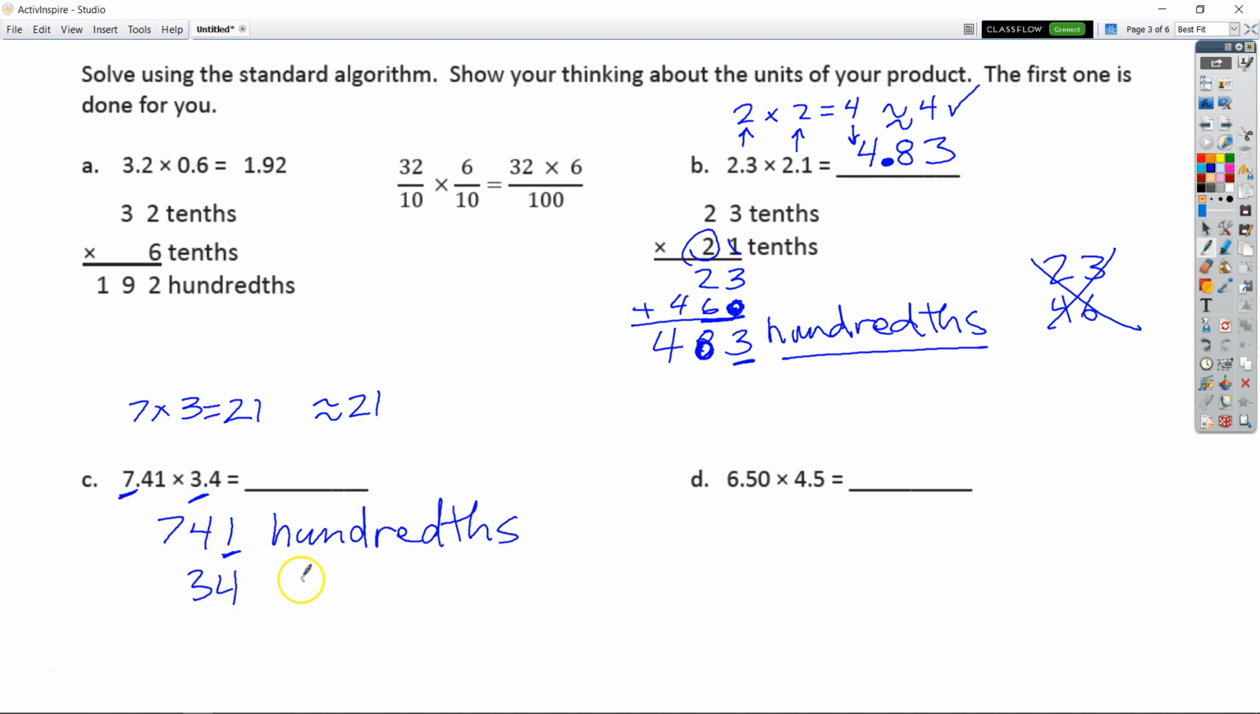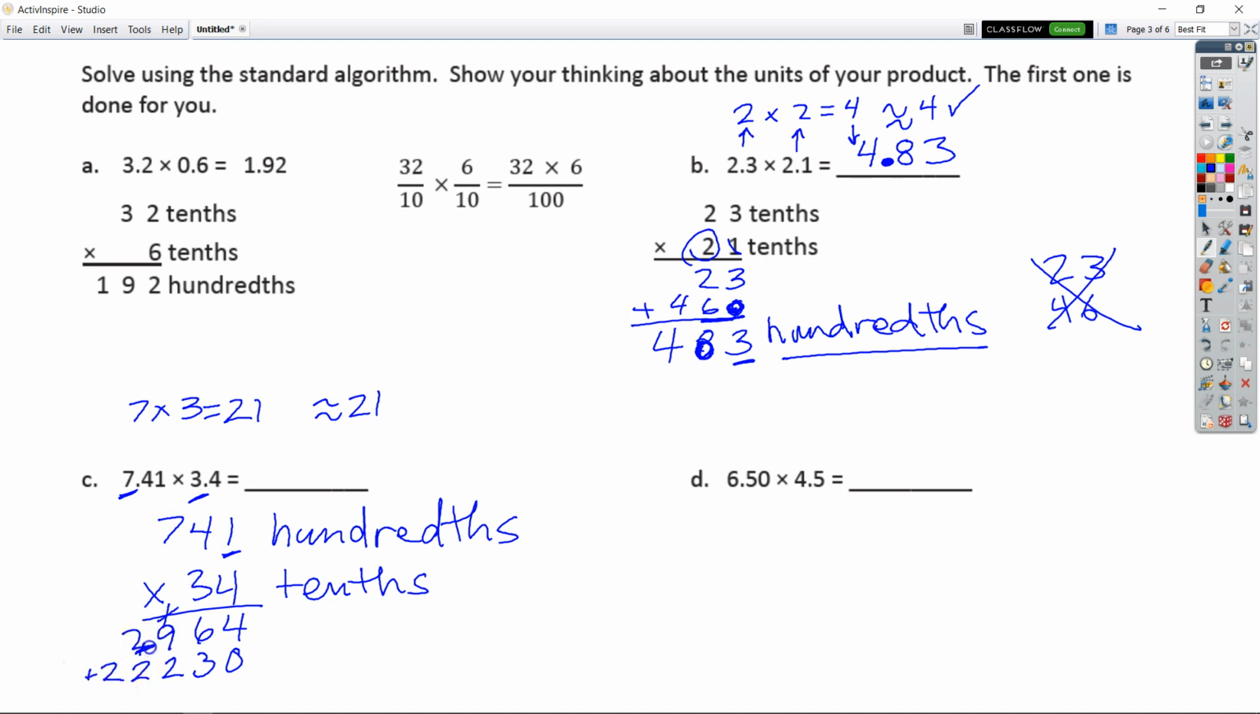times 34, and that 4 is in the tenths place, times 4 times 1 is 4, 4 times 4 is 16, 4 times 7 is 28, plus 1 is 29. And then I have 3 times 1, but remember that 3 is really 30 times 1, which would give me 30. Then I have 3 times 4, which is 12. That's my one that I regrouped. Then I have 3 times 7, which is 21, plus 1 equals 22.